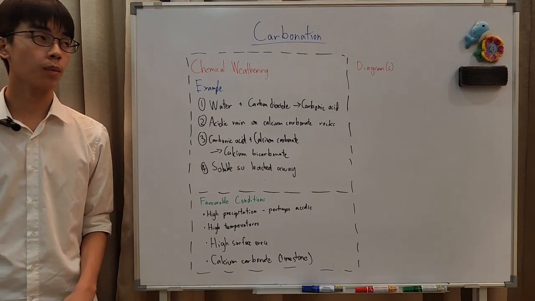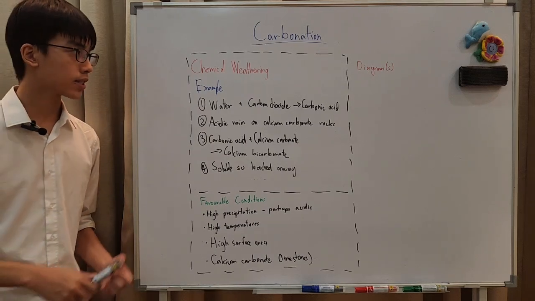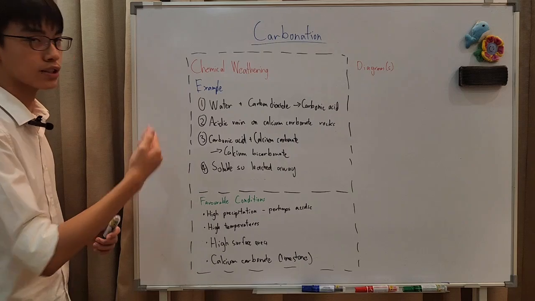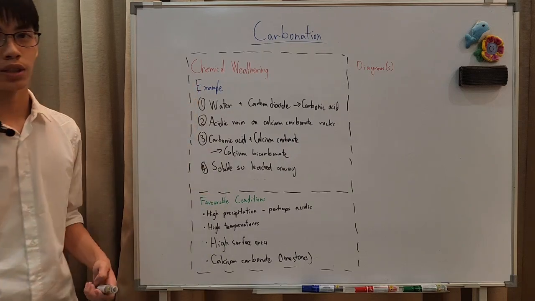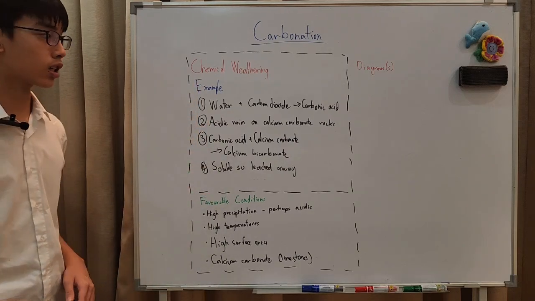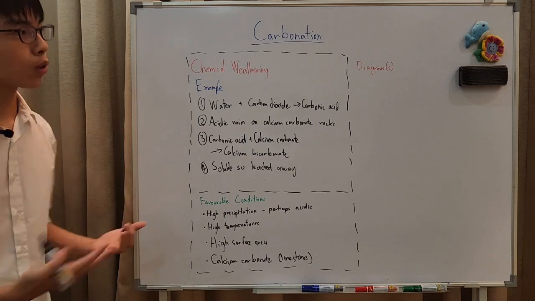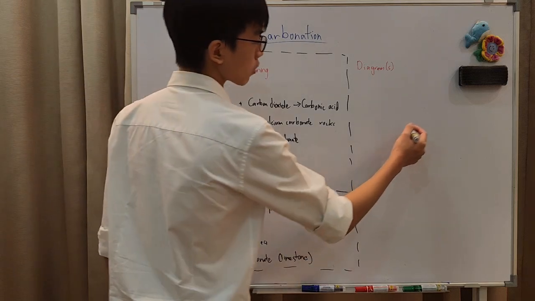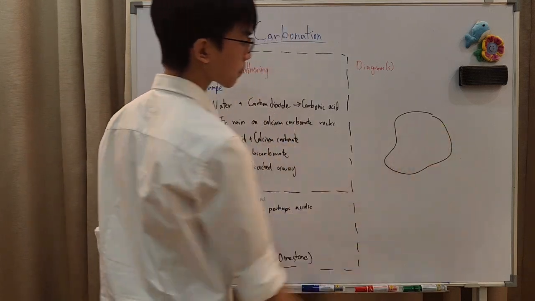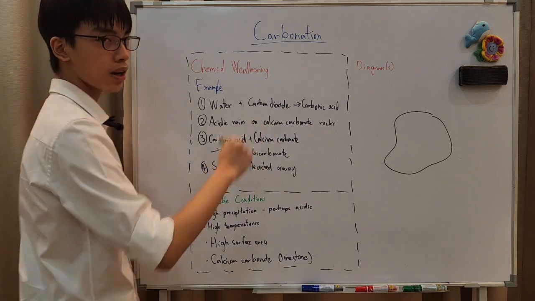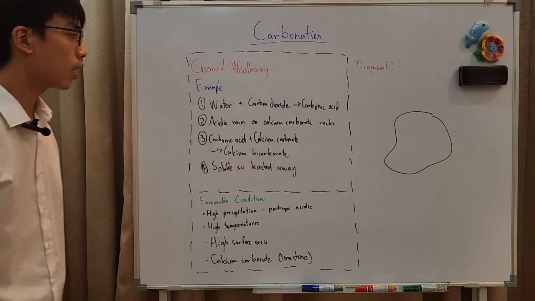Hi everybody, let's talk about carbonation. So carbonation is a chemical weathering process, and as you can see here, I moved the example up because there's usually just this process that's occurring. So let's always draw it on a diagram. So you draw just a rock this time, because this time the whole rock itself is the mineral.